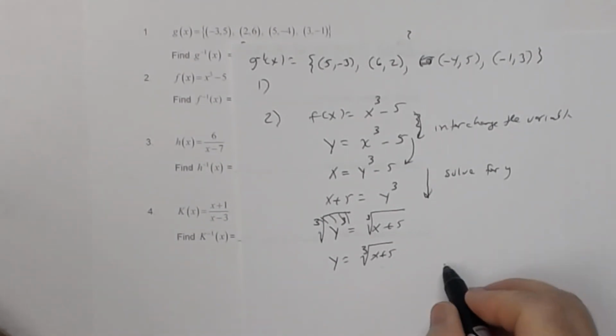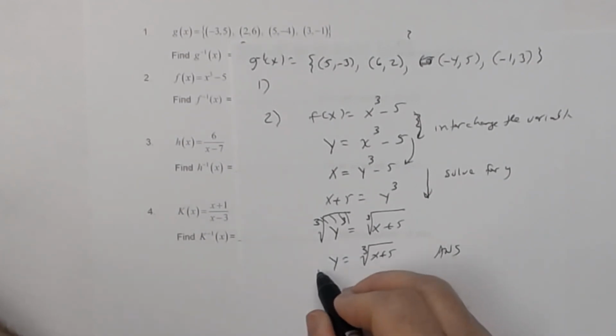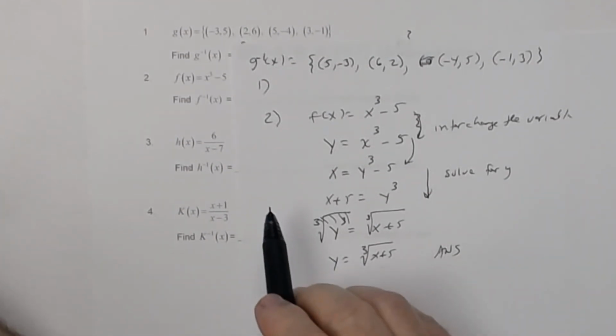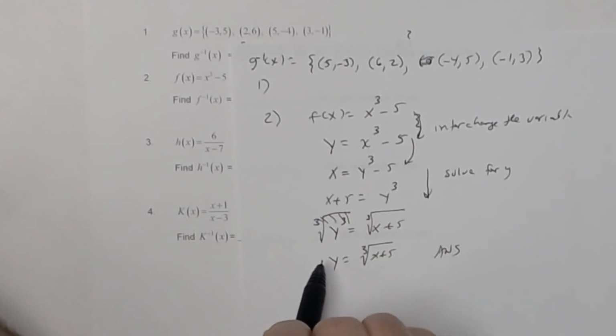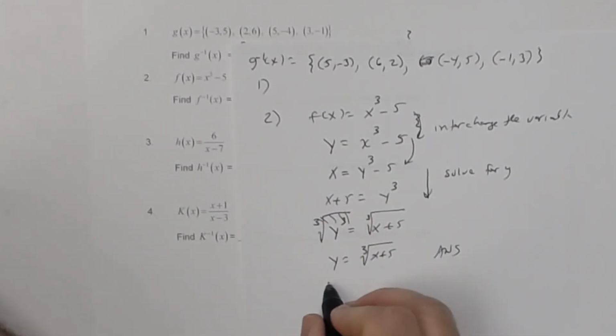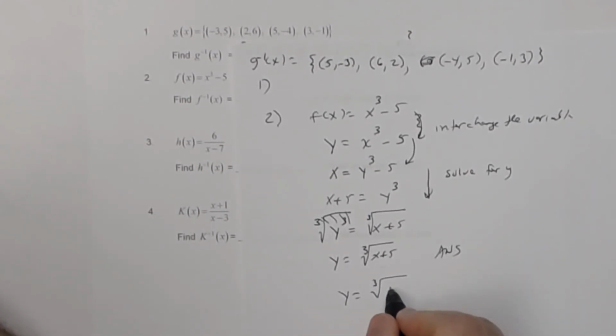And so therefore the answer is, you're going to replace y with the inverse notation. So this is f of x. Then what you found here, let me rewrite this over: what you found is that this is now the inverse.